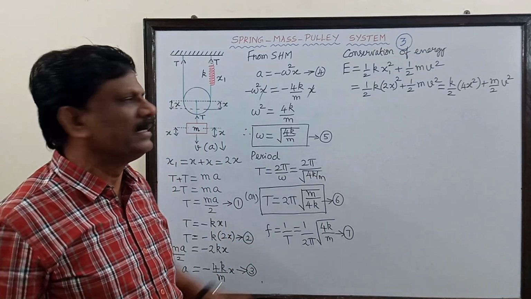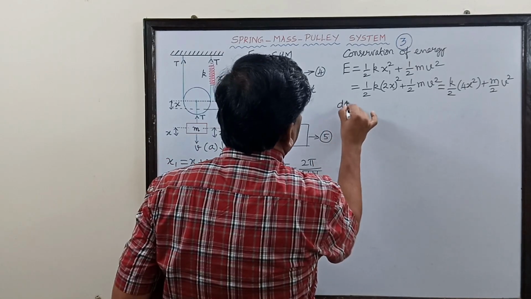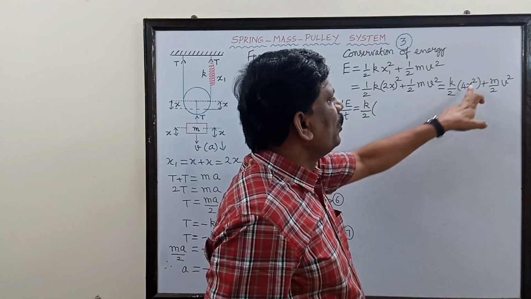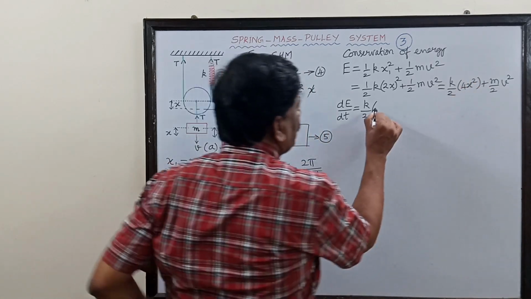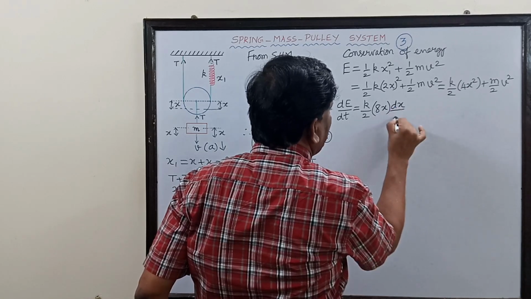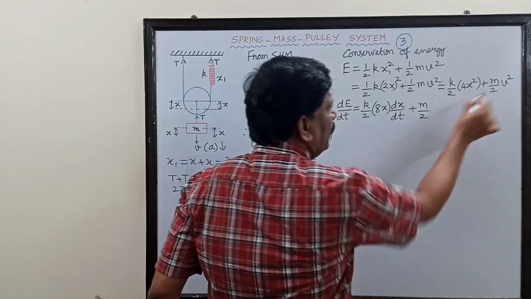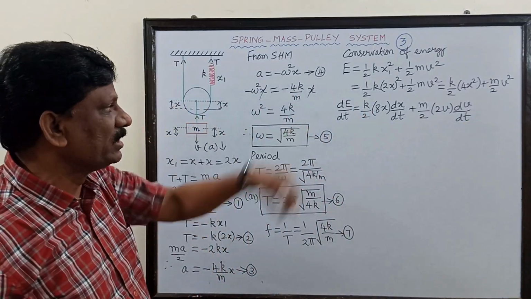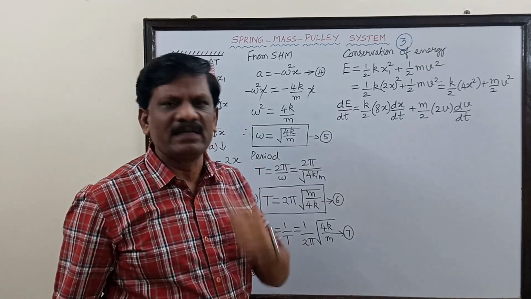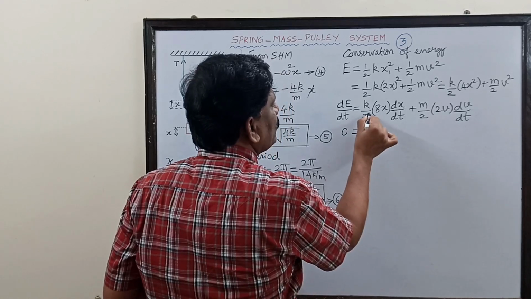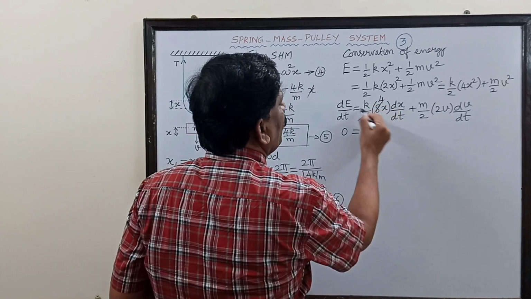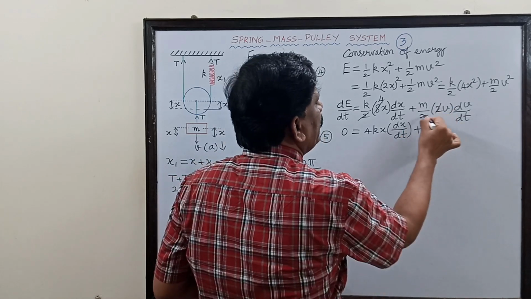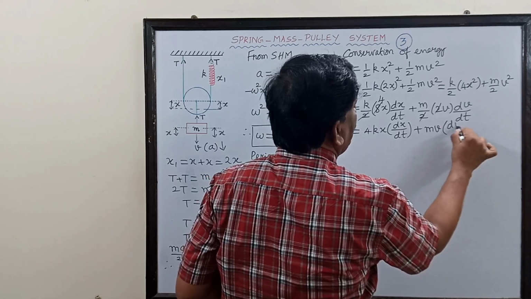Now since total energy is constant, dE by dt must be equal to 0, isn't it? So dE by dt is equal to k by 2 into 4x the whole square, which differentiates to 8x into dx by dt, plus m by 2 into 2v into dv by dt. So I have differentiated each term with respect to time. The left hand side dE by dt is equal to 0 because the total energy must be constant always. So 0 is equal to 4kx into dx by dt plus, the 2 and 2 getting cancelled, mv into dv by dt.